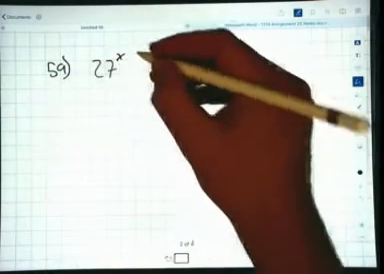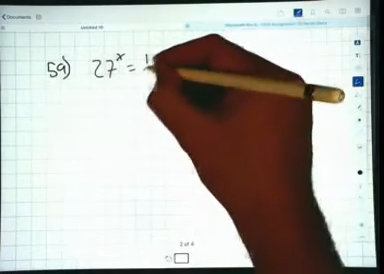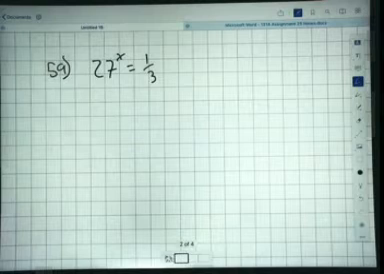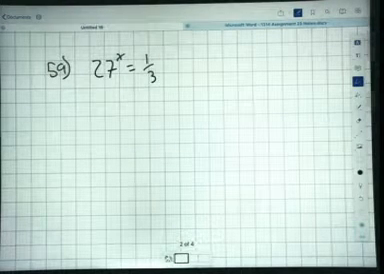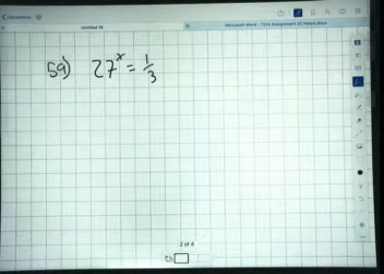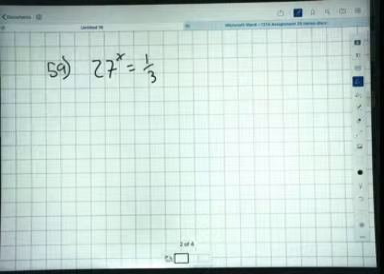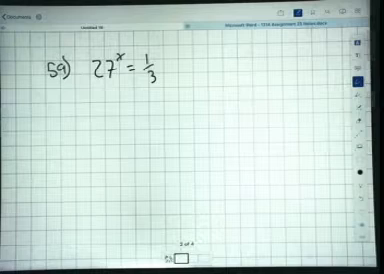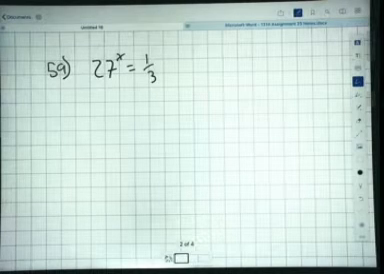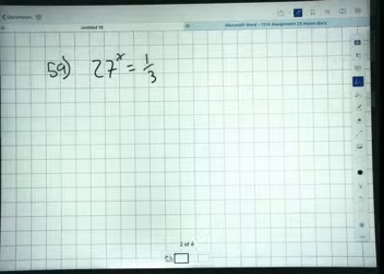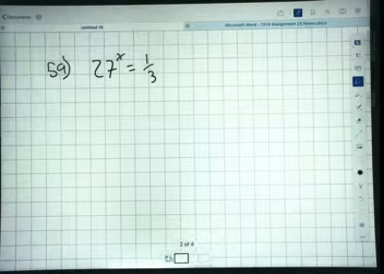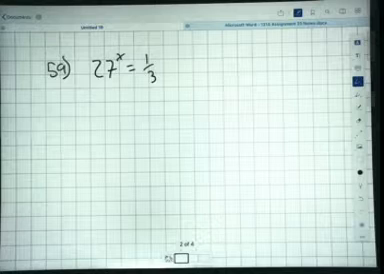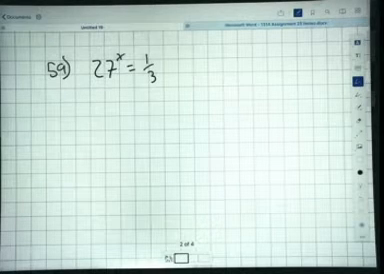27 to the x is equal to 1/3. Now, there are two ways to do this problem. Number one, the heading of this says to solve using the calculator to make decimal approximations where necessary, round to 3 decimal places.